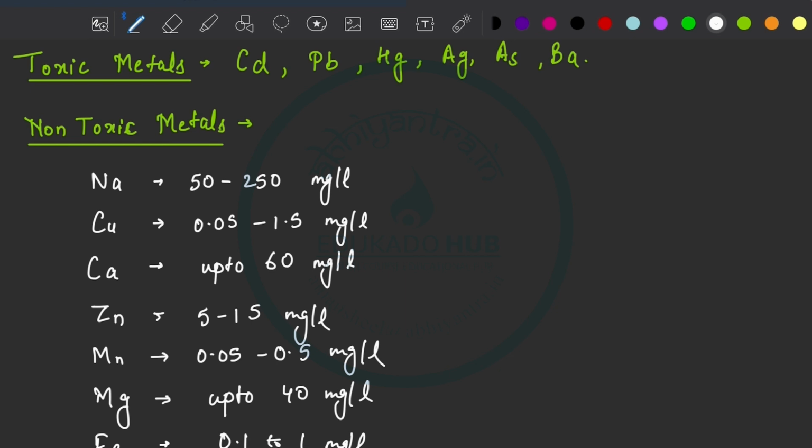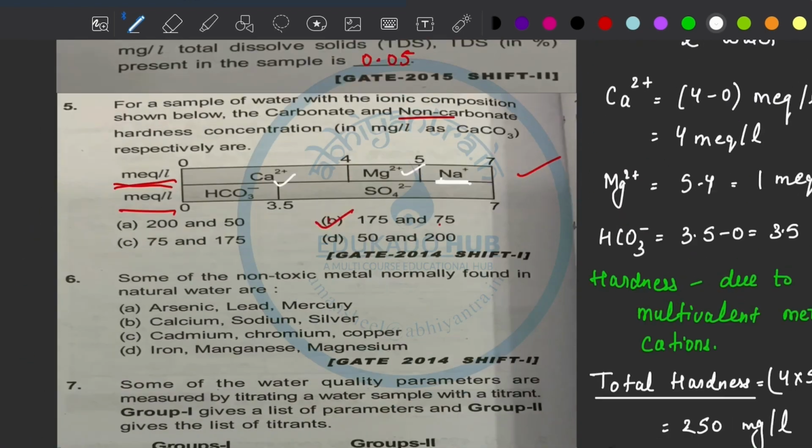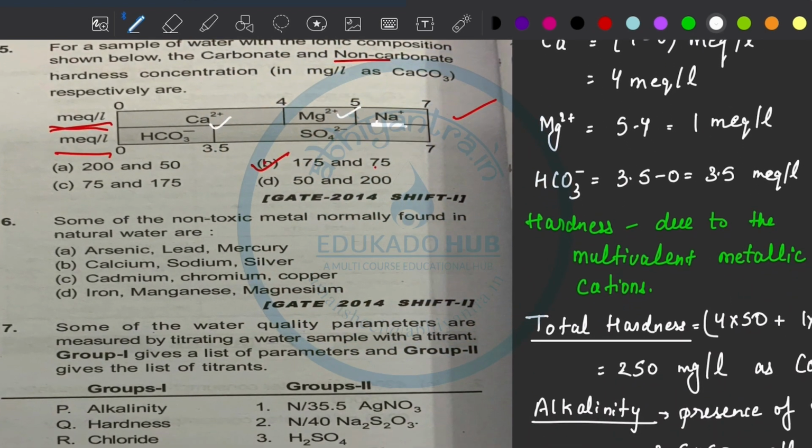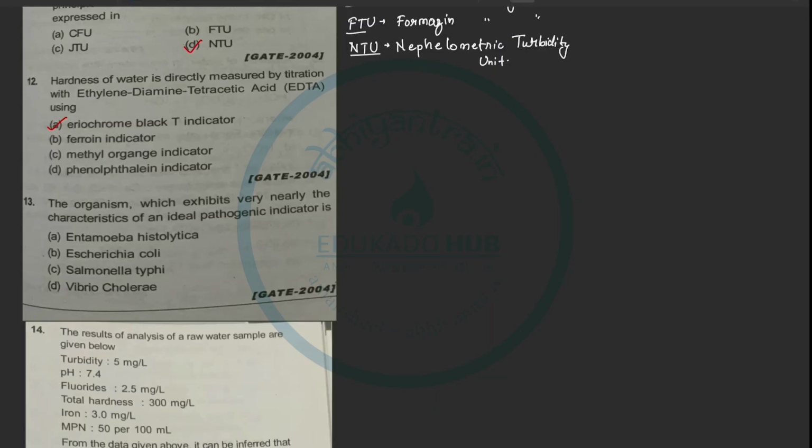So in the options we can see option arsenic, lead and mercury totally unacceptable. Calcium, sodium okay, but silver is not at all okay. Cadmium no. Copper is good. Chromium no. So the option D, iron, manganese and magnesium is good. Okay, so this is question number 6.